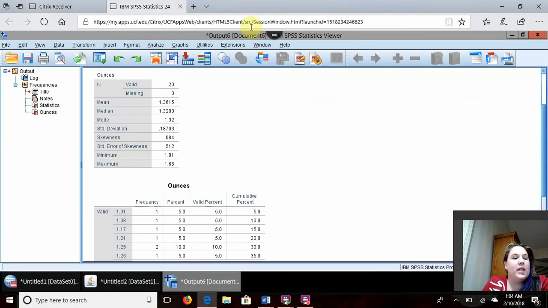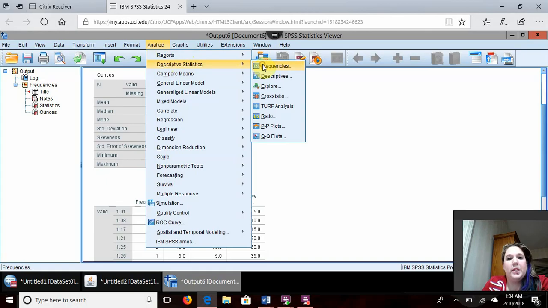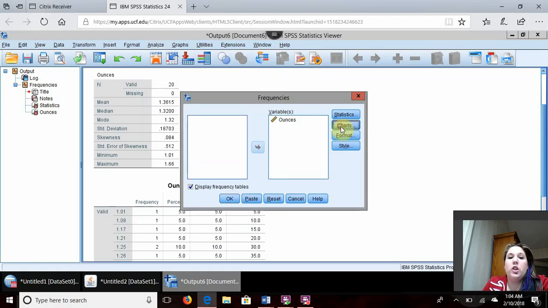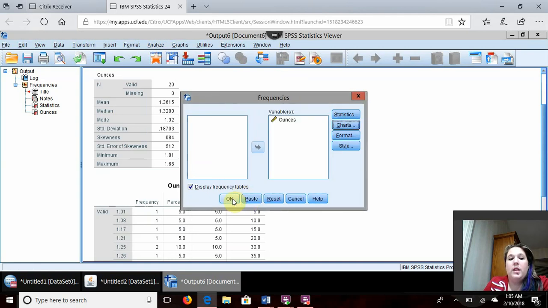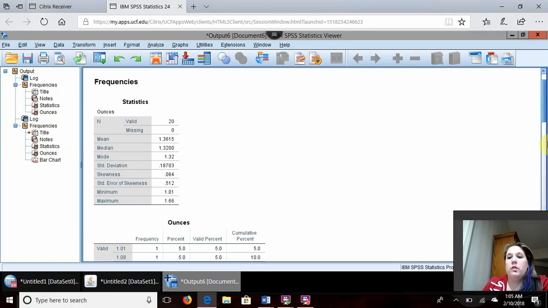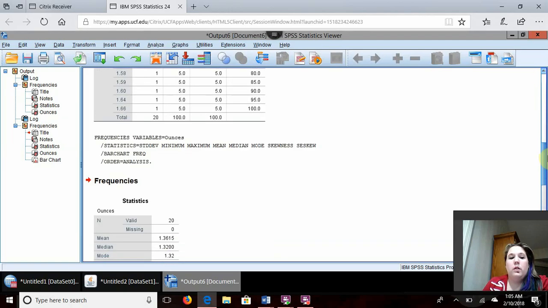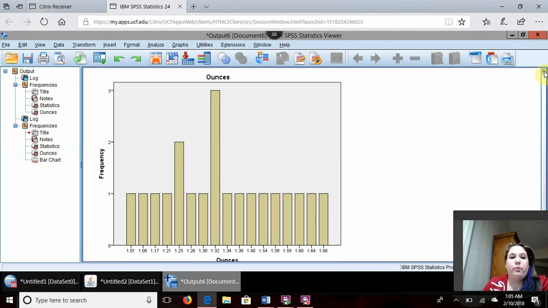and skewness. That's important. We are going to go back to Analyze, Descriptive Statistics, Frequencies, and now we're going to go down to Charts. Where it says None, we're going to select Bar Charts right there. And make sure Frequencies is selected. Press Continue, and then OK. This is going to give you the bar chart.